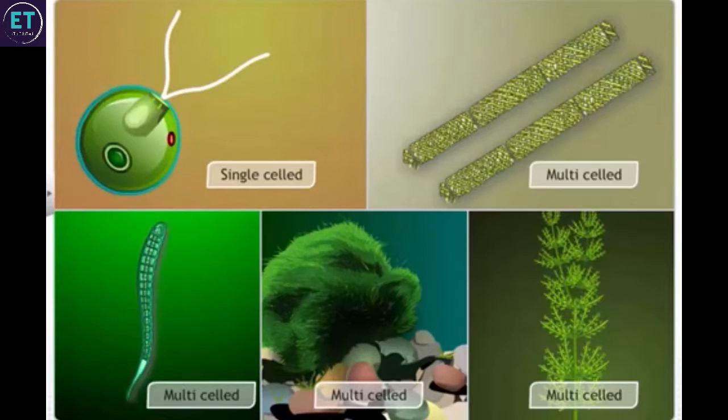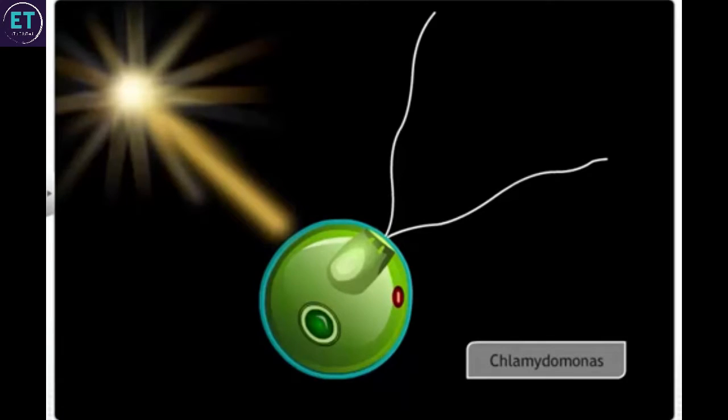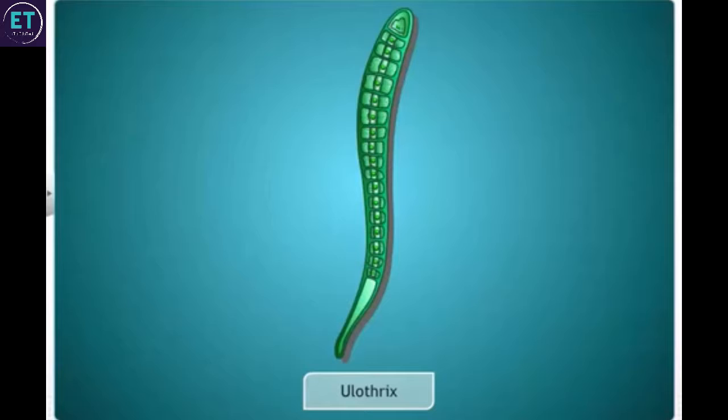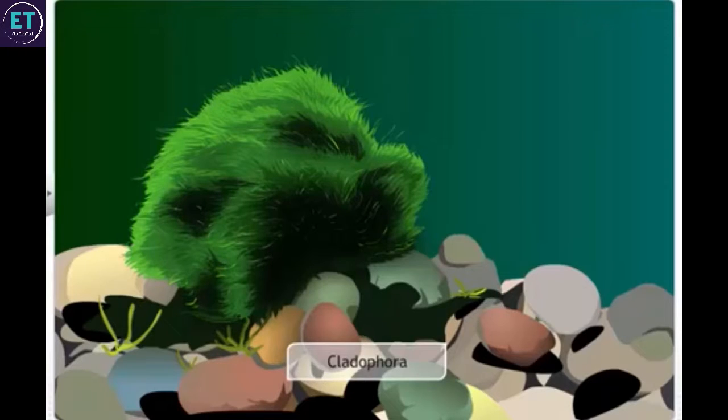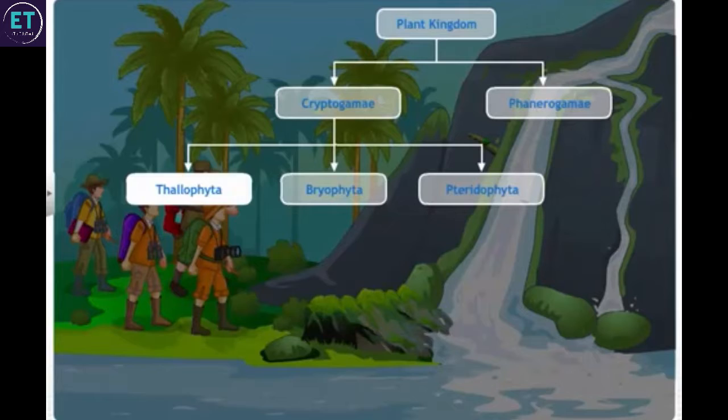Algae can be single as well as multi-celled organisms. They are autotrophic in nutrition. Algae belong to the group Thallophyta. Chlamydomonas, Spirogyra, Ulothrix, Cladophora, and Chara are all examples of algae that are included in Thallophyta. Let's move on to the next group.